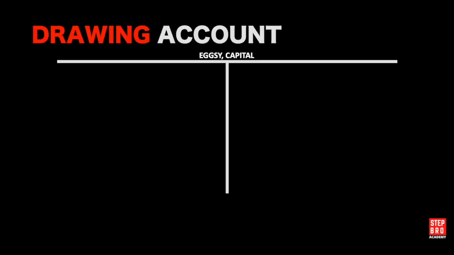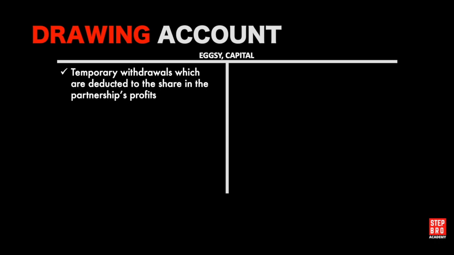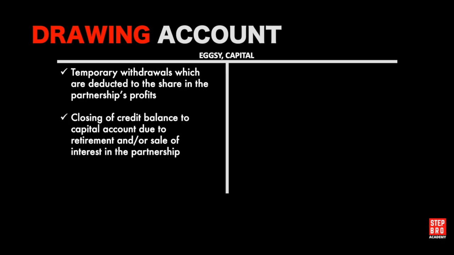Same thing. To your left is the debit side and to your right is the credit side. Starting off with the debit side, in the case of temporary withdrawals, when a partner withdraws a part of his capital from the partnership, the partnership would decrease in cash by drawing. But the effect of these on the capital accounts will be seen in the statement of changes in the partner's equity. And lastly, in the debit section is closing of credit balance to the capital account due to the retirement or sale of the interest in the partnership.